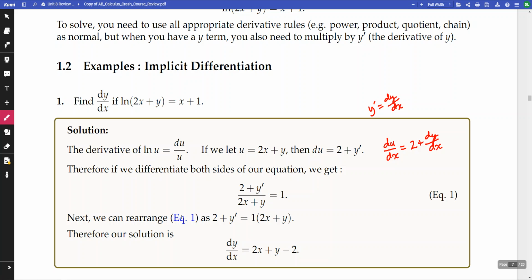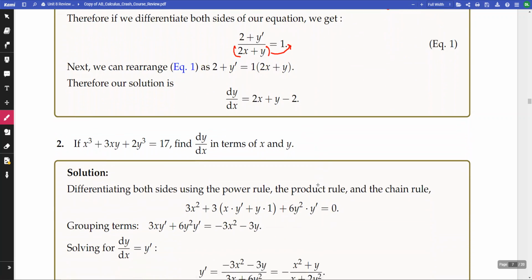So if we rearrange equation 1 by multiplying both sides, I can take this 2x plus y and multiply it by the 1, I now have 2 plus y prime is equal to 2x plus y. Solving for y prime then leaves us with our solution that dy dx is 2x plus y minus 2. So in other words, the slope is dependent on both the x and the y coordinate.